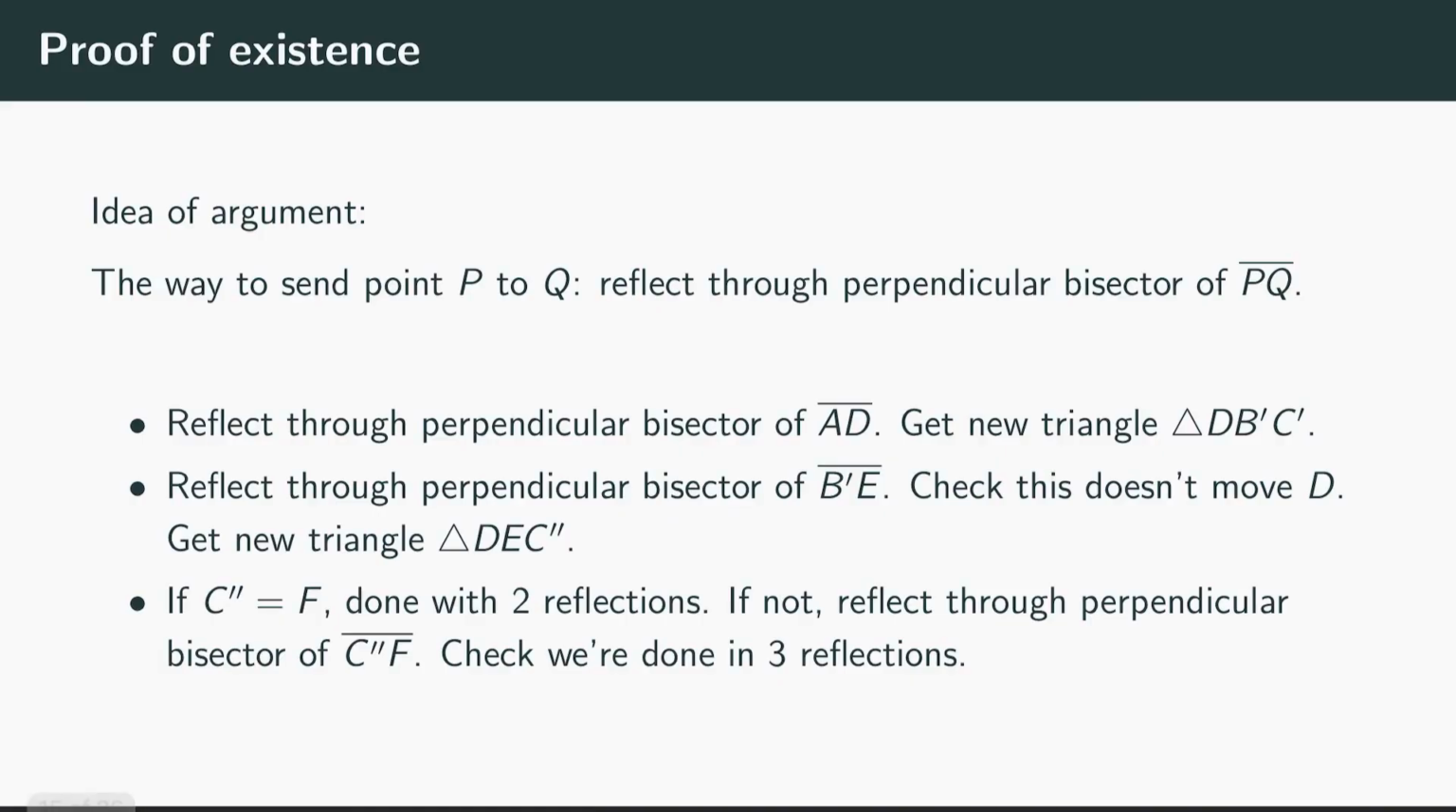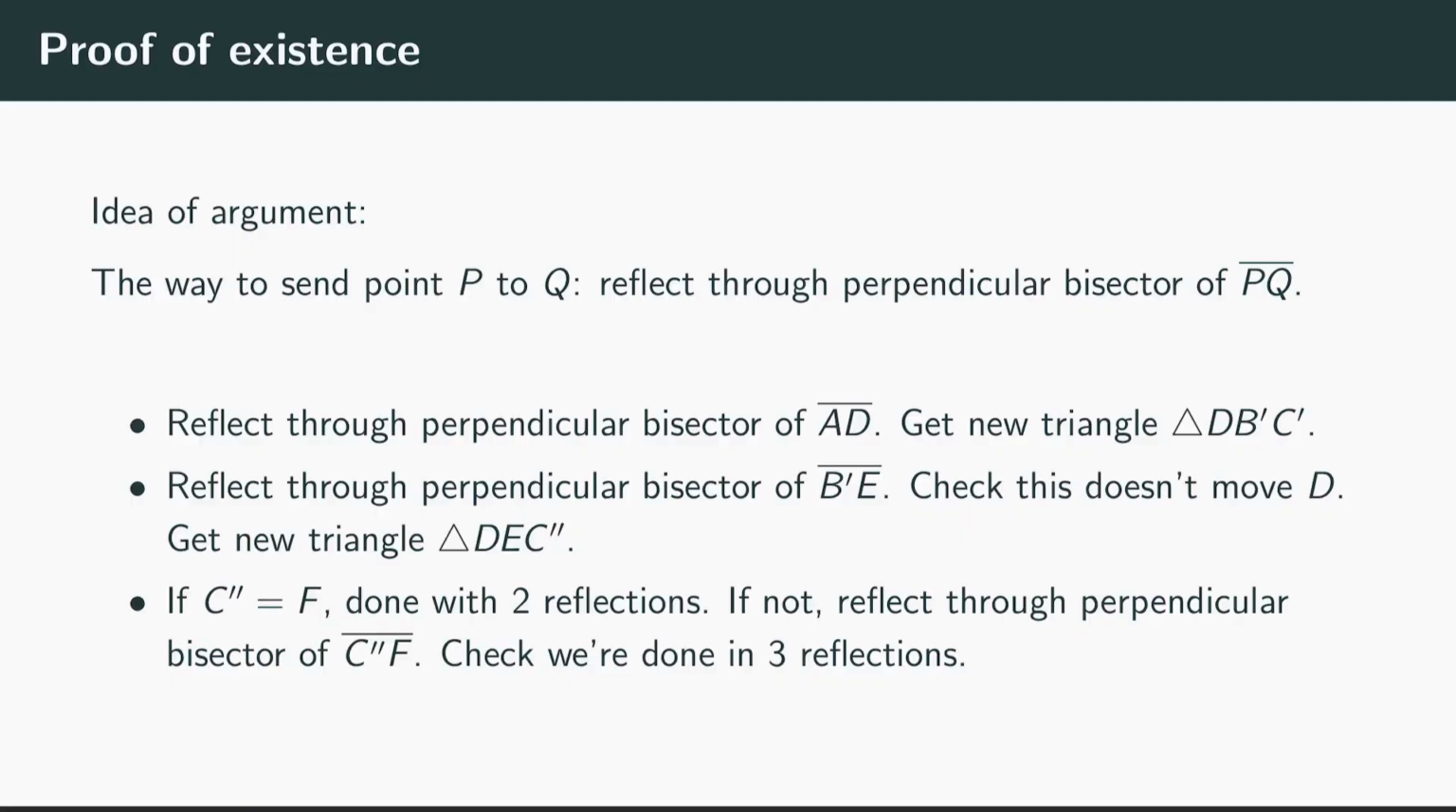Okay, so the key idea of the argument is to use something we discussed in our Zoom meeting last week, which is a great way to send a point P to a point Q. Actually, it's the only way of doing it with a reflection. But a great way of moving P to Q is to reflect about the perpendicular bisector of the segment PQ. So we're going to use that over and over again.